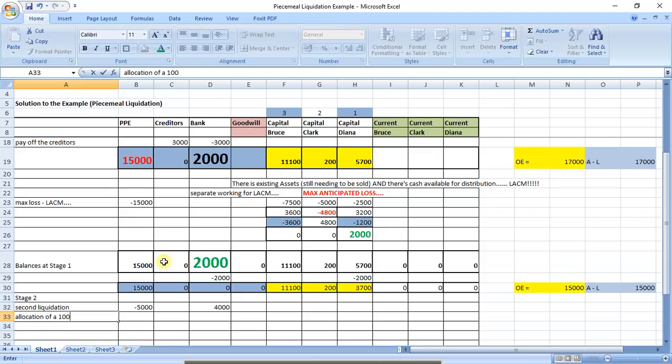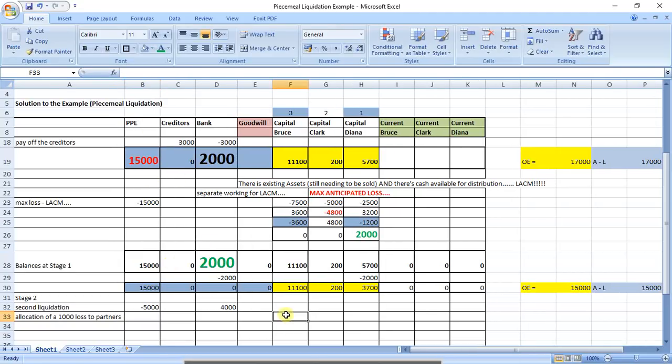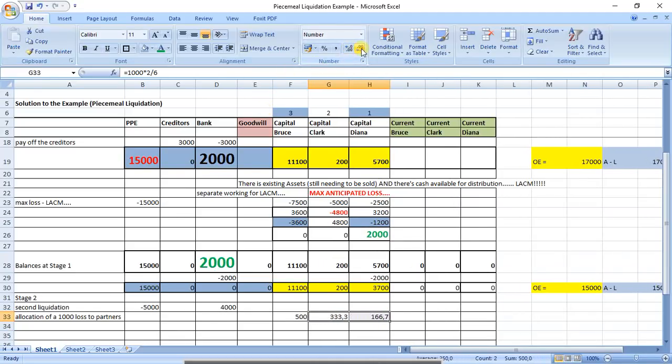So allocation of a 1,000 loss to partners. Each partner is going to be allocated a loss. This partner is going to receive 1,000 times 3/6, this partner 2/6, and this partner 1/6. So that's the maximum anticipated loss. Not loss, that's the loss in terms of the sale.